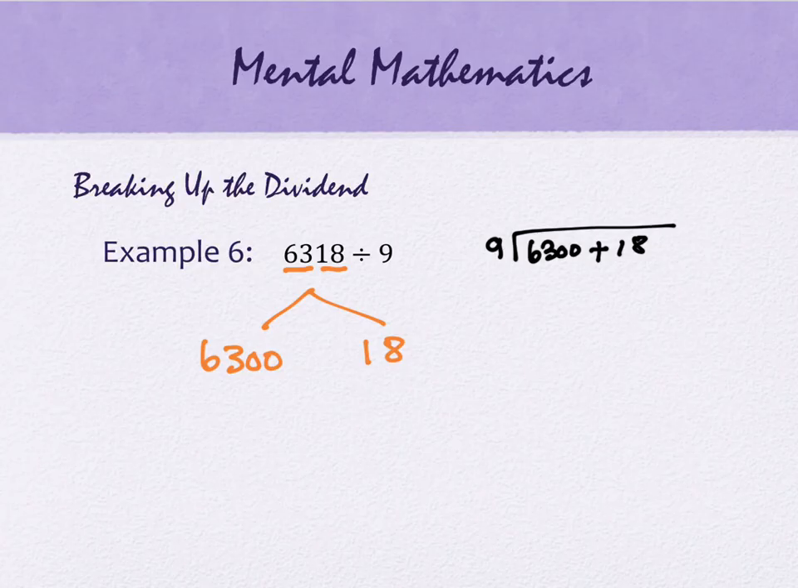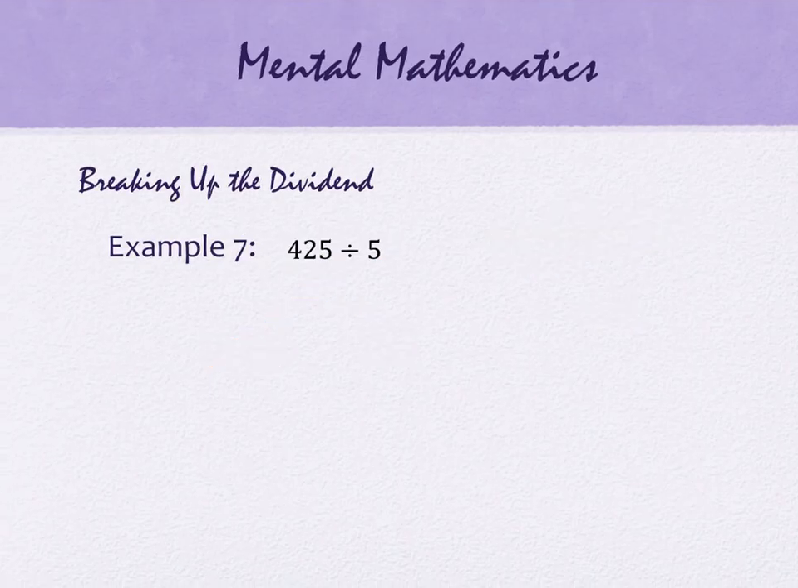Well, 9 goes into 63 7 times. So this would be 700, right? Because it's going into 63. And then 9 goes into 18 2 times. So this is 702. So you're easily able to separate them because the place values match nicely. The next one is similar, but it's less obvious. So when you look at 425, 5 does not go into 4. It goes into 25 just fine, but it doesn't go into 4.